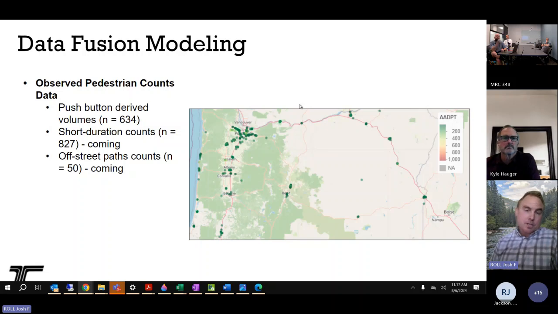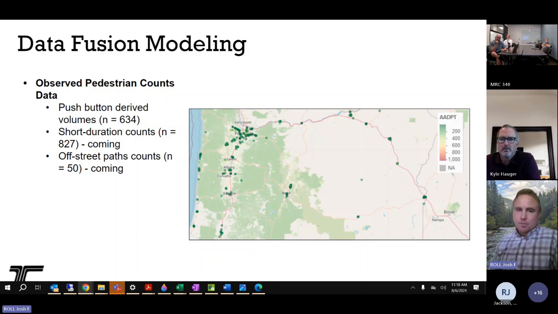One of the issues with pedestrian modeling is that we don't have a lot of data. Alex mentioned this about calibrating our models. So currently we have about 600 or 700 of these sites around the state at signals. We have short duration counts that we haven't totally processed yet. And then we do have permanent count sites, and we've had them for years on off-street paths around the state. And we took some time many years ago to integrate those data into a single database.